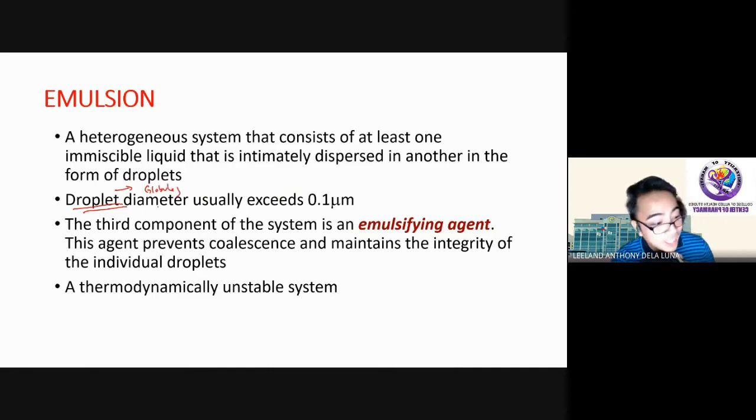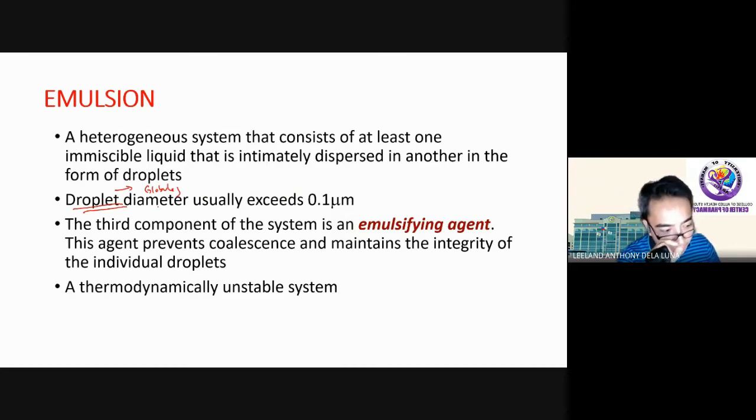Okay? Na-try nyo na bang i-shake ang mantika sa tubig? Alam mo, try nyo sa isang test tube or sa isang lalagyan. Lagyan mo ng tubig, lagyan mo ng mantika. Di ba lulutang ang mantika? Pag inalog-alog mo siyang ganyan class, makikita mo it starts to form globules.